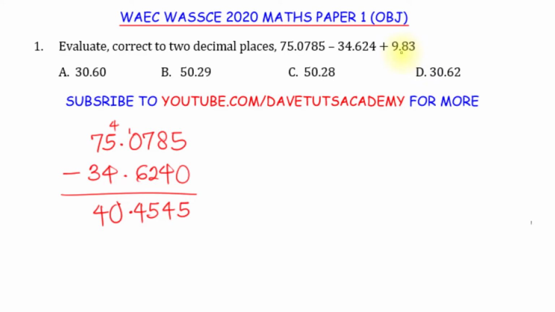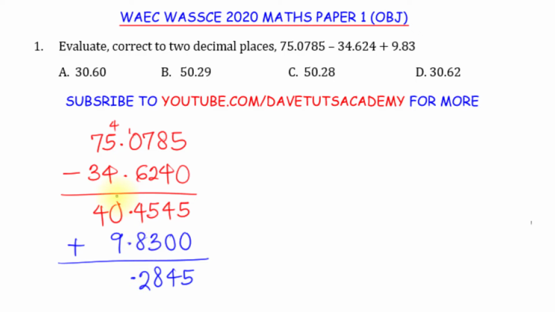40.4545, but we also need to add 9.83 to that. So we just want to add 9.83. Again, we are seeing that these are 4 decimal places, whereas these are 2 decimal places, we can just make that 4 by adding zeros to that, such that we can now add all of this together. So 5 plus 0, that will give us 5. 4 plus 0, that is 4. 5 plus 3, that is 8. 4 plus 8, that is 12.